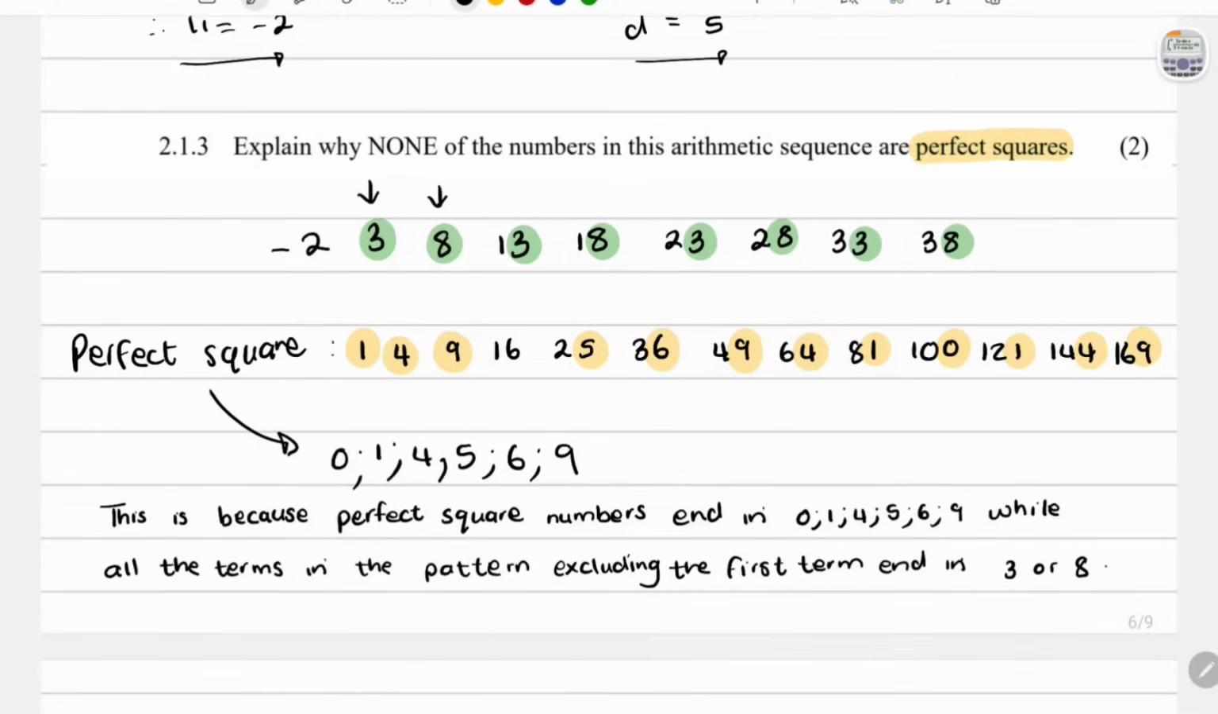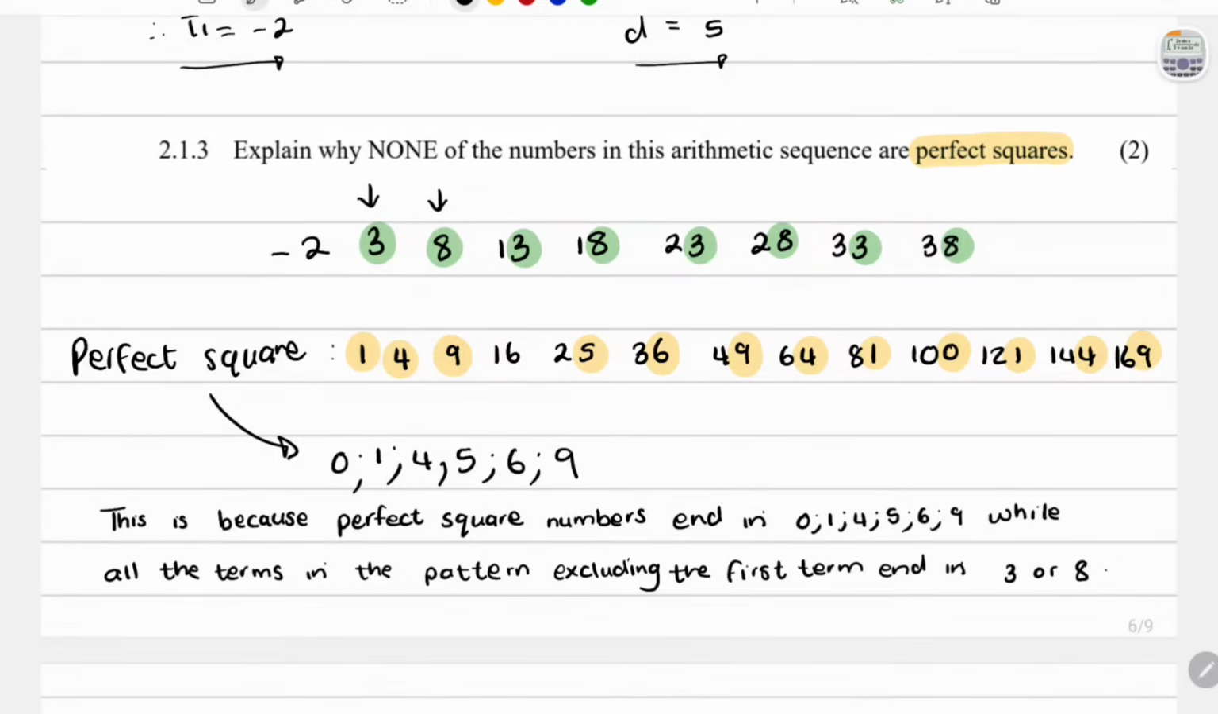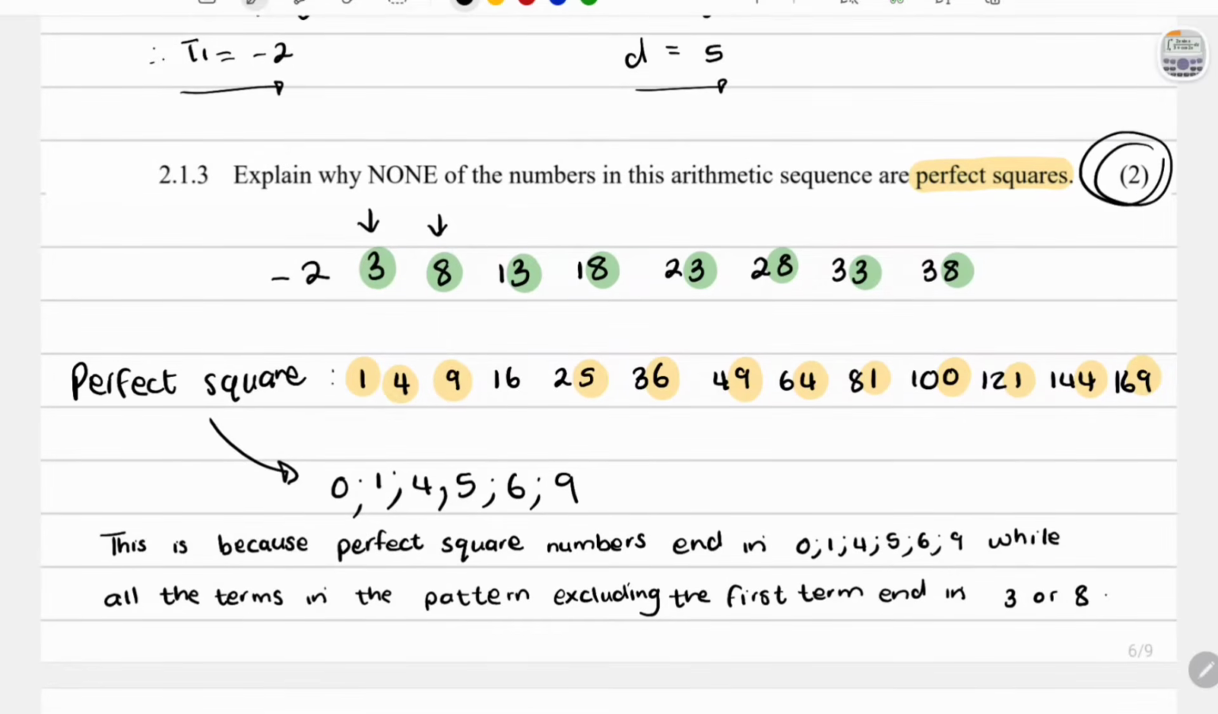Okay, so my answer for this is because perfect square numbers end in these numbers that we spoke about, while all the terms in the pattern, excluding the first term, end in a 3 or 8, okay? Because that one ends with a 2. So that is the answer to that question. That is worth 2 marks.